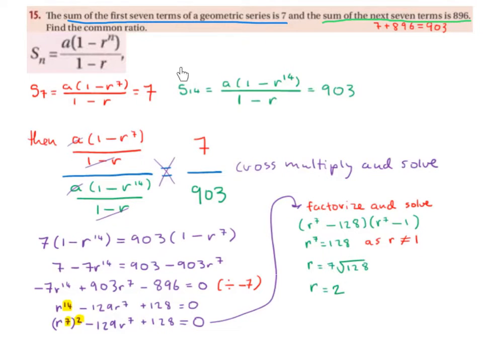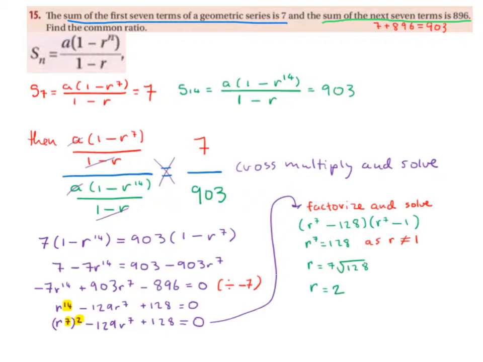So once we have our two equations set up, we just have to solve for r. So we're going to let a times 1 minus r to the power 7 over 1 minus r equal to 7, and divide both of those by our other formula that we've created over here. So we have a times 1 minus r to the power 14 divided by 1 minus r equal to 903. And then all we have to do is cross multiply. It doesn't matter which is on the top and which is on the bottom, so this could have gone on the bottom either. It doesn't make any difference. So we're going to solve for r.